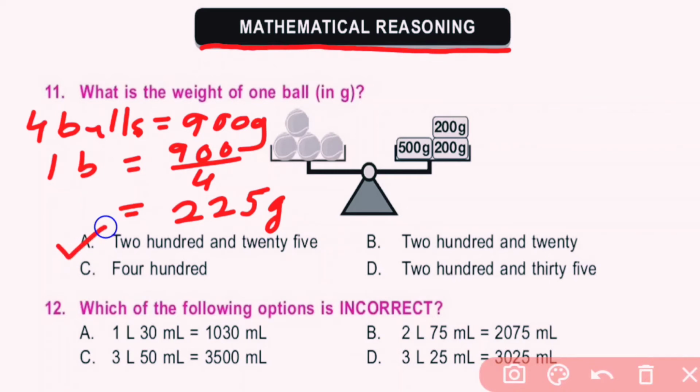Question number 12. Which of the following options is incorrect? Option A, 1 liter 30 ml is equal to 1030 ml. It is correct option. Option B, 2 liter 75 milliliter is equal to 2075 milliliter. It is also correct option. Option C is 3 liter 50 milliliter is equal to 3500 milliliter. It is incorrect because it will come 3050 milliliter.